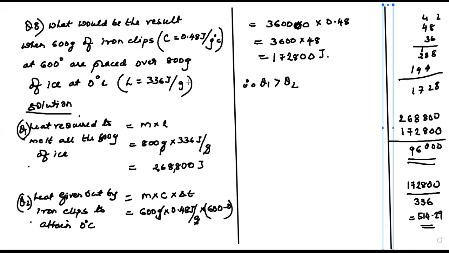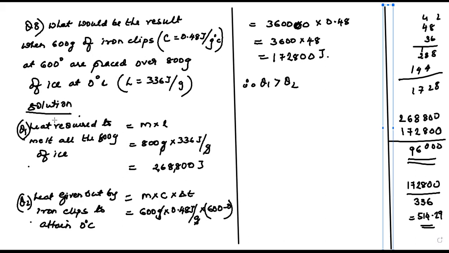That means 600 gram of iron clips, specific heat capacity 0.48 joules per gram degree Celsius, is at 600 degrees Celsius. It is a hot body. You're placing it over 800 gram of ice at 0 degrees Celsius. So what is the result? A little common sense we have to use in this sum, children.